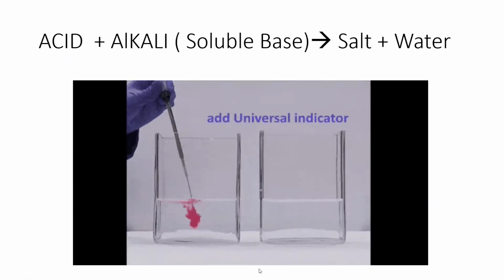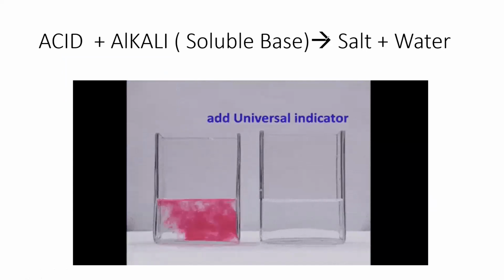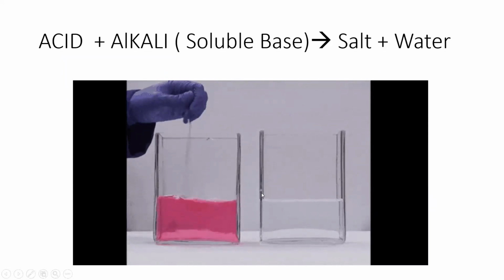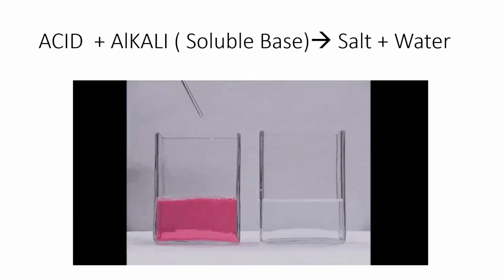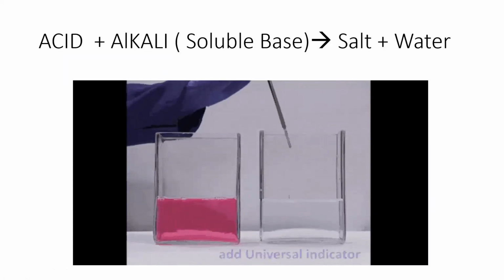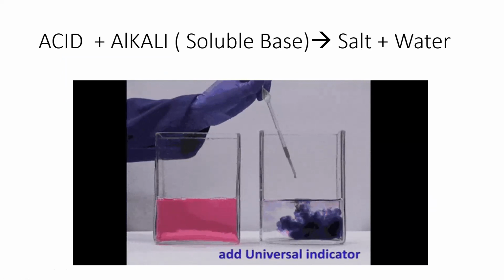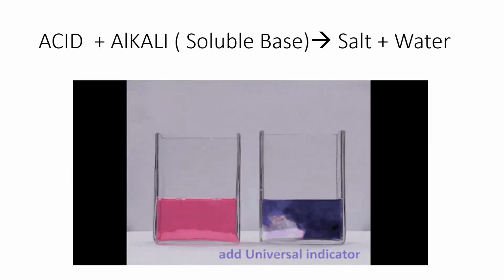Soluble base means alkali. Whenever an acid reacts with a base, it forms salt and water. But what is the problem here compared to the other examples? Acid and alkali are both colorless. In the previous example, one of the substances was a solid, so we could identify when the reaction was complete, because the solid will not react. But in this case, both the acid and the alkali are solutions.